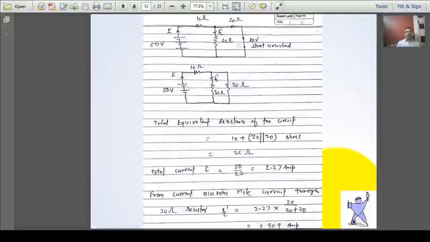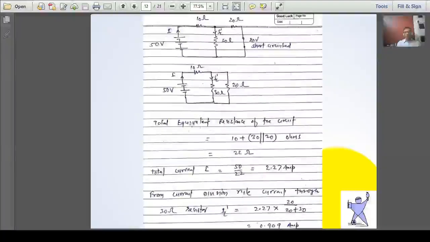This is the scene. We have considered only the 50 volt source and replaced the 20 volt source with a short circuit. Now we have to calculate this branch current. In order to calculate this branch current, we must know the total current supplied by the circuit, and in order to calculate the total current, we must know the total resistance offered by the circuit. We can see this 30 ohm and this 20 ohm resistor are in parallel, and this parallel combination is in series with the 10 ohm.